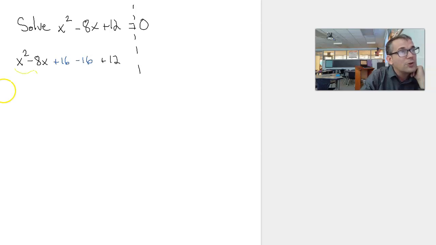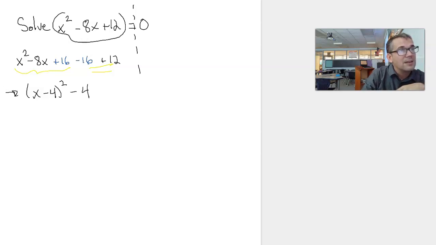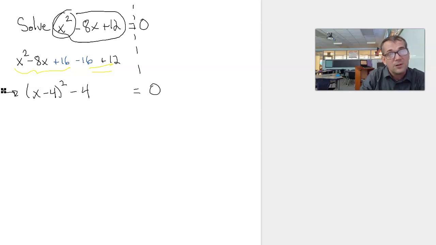And then this portion I know creates a square where each side is x minus 4. So this portion becomes x minus 4 squared. And then these guys combine to make a negative 4. So this expression is literally the exact same thing as this expression. But now I have a situation where there's just one x as opposed to an x squared and an x, and I can solve this for 0.